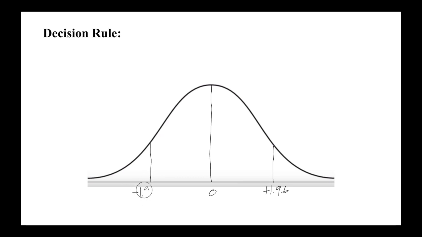Negative 1.96. Since this is a two-tailed test, we have the rejection region on both tails of our distribution. So this one is for the left part and this one for the right part. For the right part, here's our rejection region. We have already plotted the critical value.